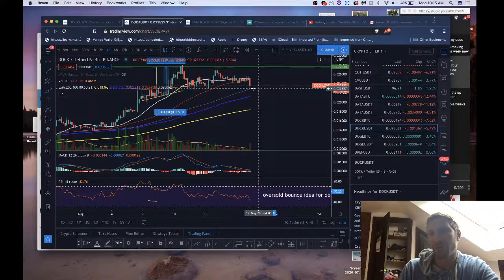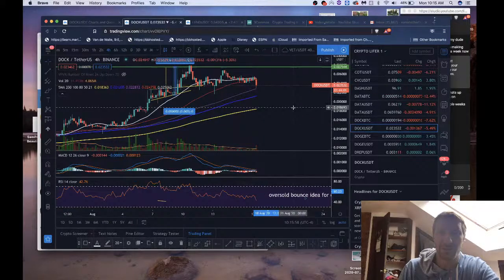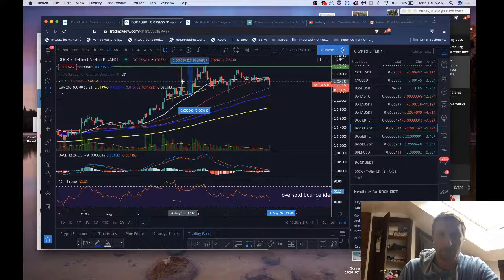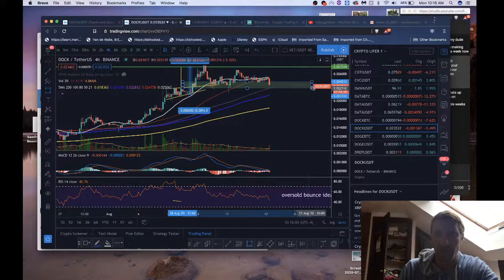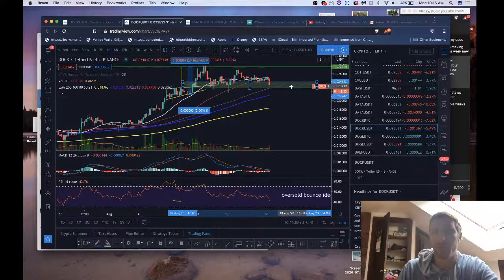You can see that this is heavy support. Let me just draw the support area for Doc. Doc has huge news coming out, but see, this green area is really where you want to accumulate Doc. It looks like it's really bouncing off this area of support.